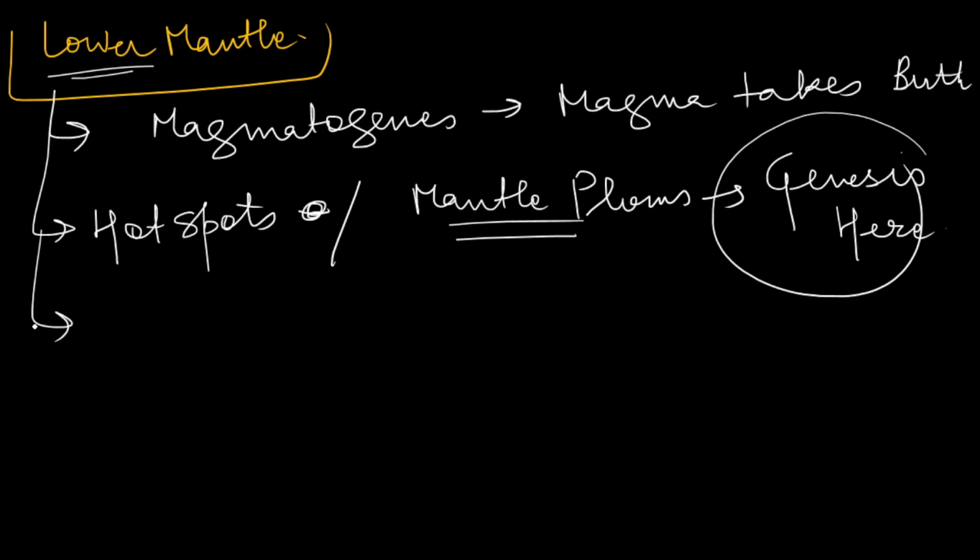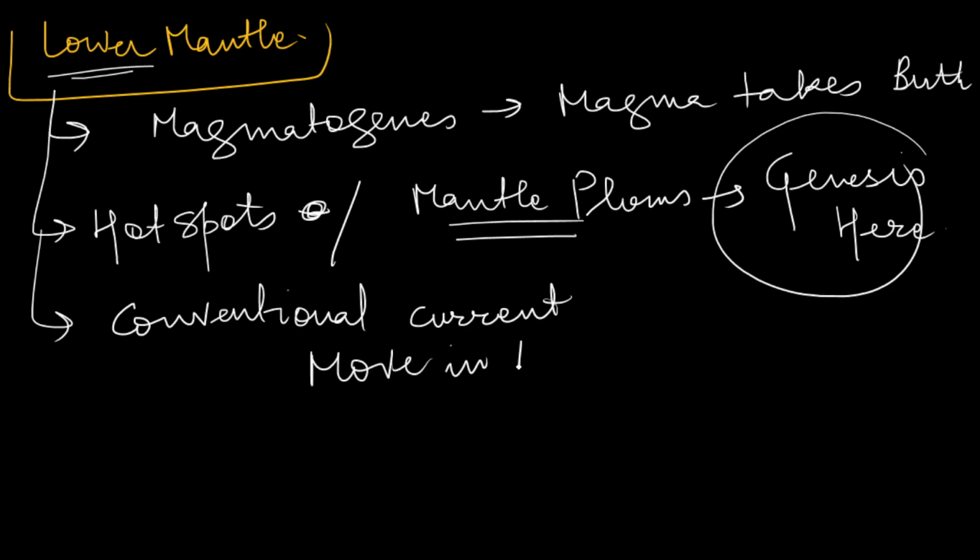Here you will also find that convection currents move in the lower mantle. So these are the important points about the lower mantle. Do remember about magmatogenesis, hot spots, mantle plumes, and convection currents. Okay. Now let's move to the next layer, that is the core.